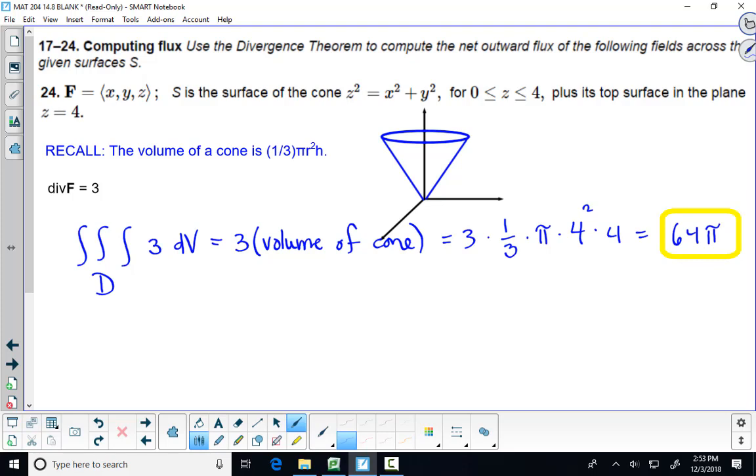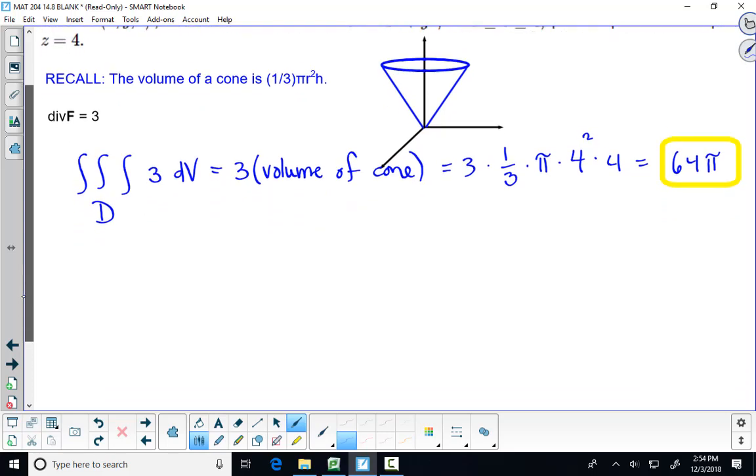Okay. So, there we have it. Now, if you didn't remember the volume of a cone, you could convert this to cylindrical coordinates and find the volume of a cone. Let's do that because one of the topics on the final exam does have to do with cylindrical coordinates.